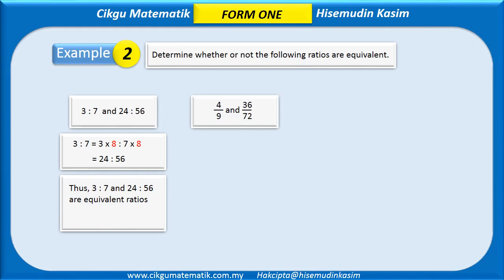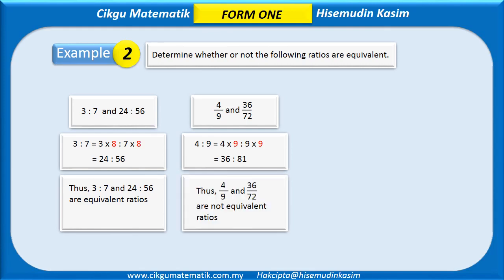4 over 9 and 36 over 72. Convert the fractions to the form of ratio. The ratio of 4 to 9 equals 4 times 9 to 9 times 9, equals the ratio of 36 to 81. Thus, 4 over 9 and 36 over 72 are not equivalent ratios.